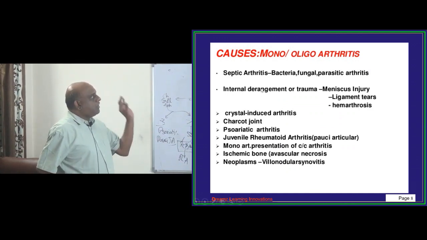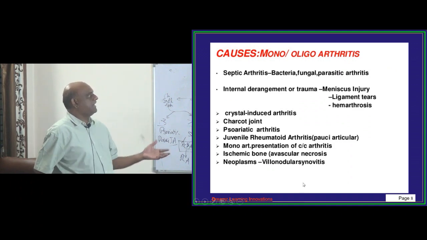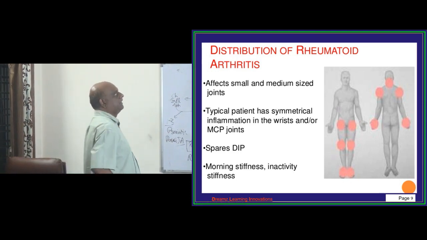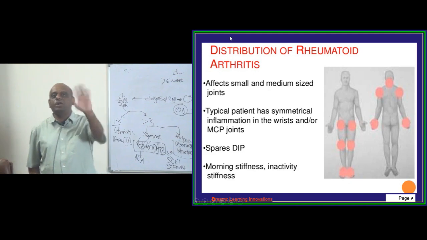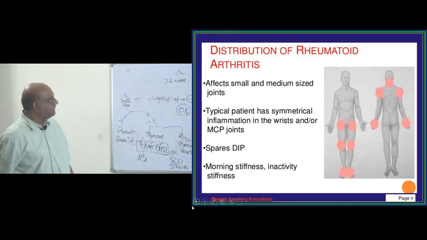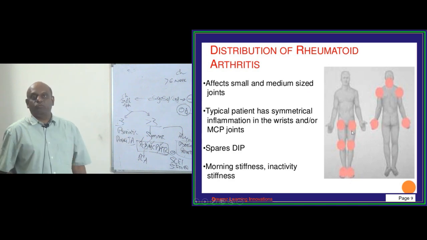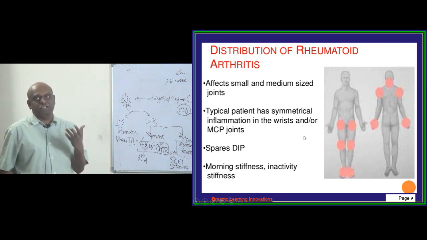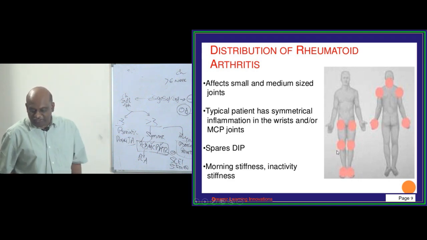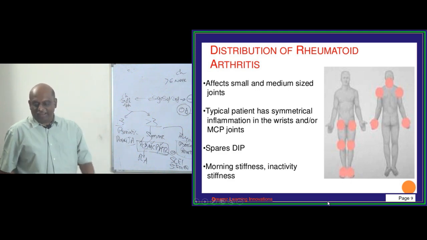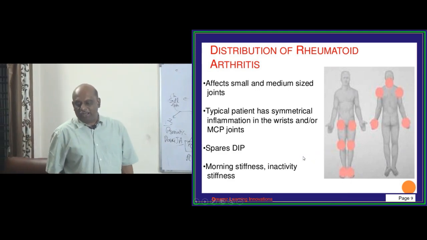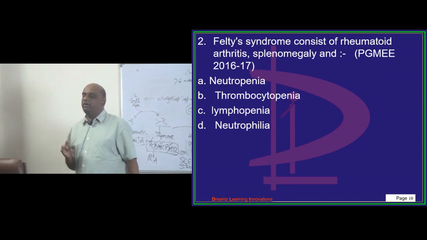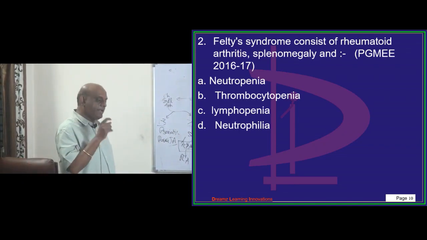So oligoarthritis means you will think of all these conditions, which you should not make a mistake on. And with regard to rheumatoid arthritis, small and medium size joints, not the weight bearing joints like in osteoarthritis. Typically symmetrical inflammation involving wrist and MCP, it spares the DIP. DIP is not involved. Distal interphalangeal joint is not involved. There is morning stiffness, there is improvement with activity, etc. In case of rheumatoid arthritis is what you have to basically remember. So that is our story about rheumatoid arthritis and how to diagnose arthritis.